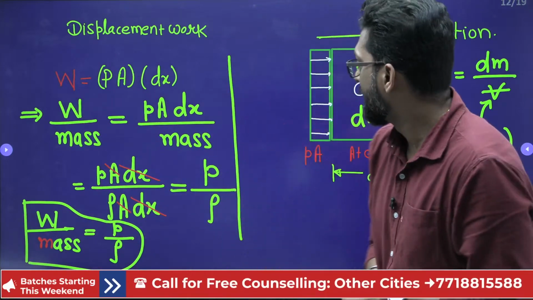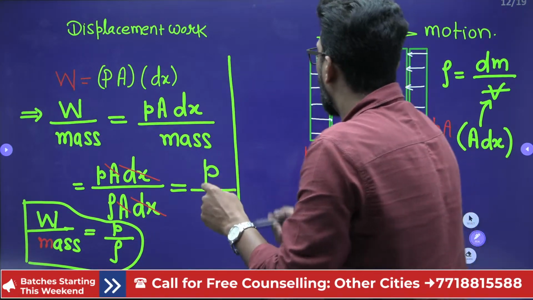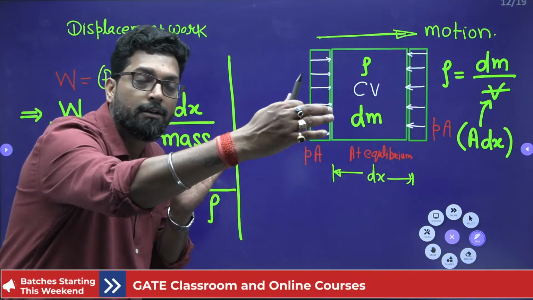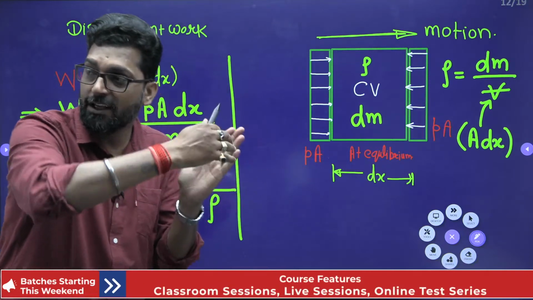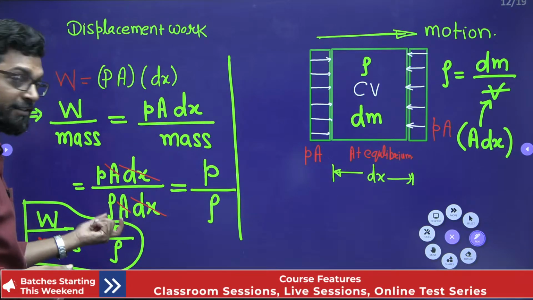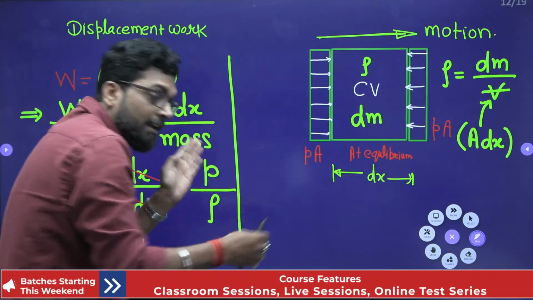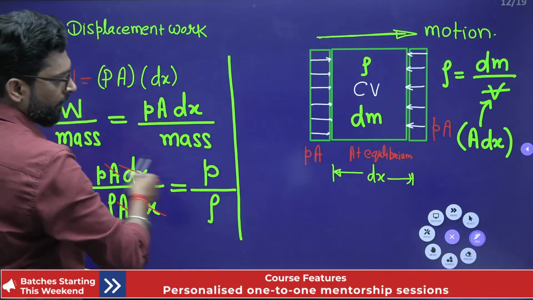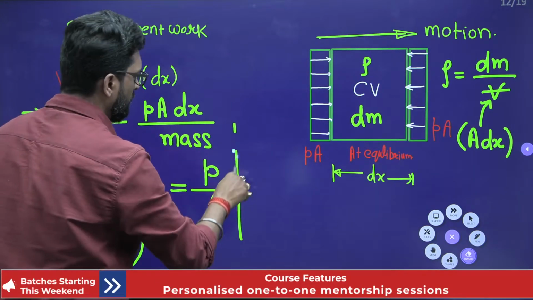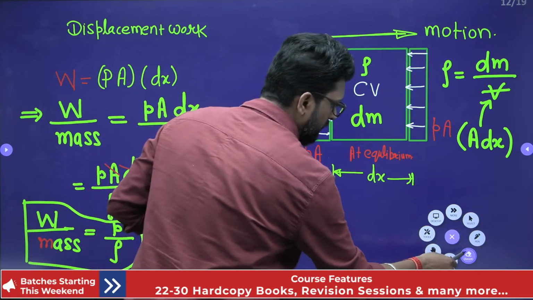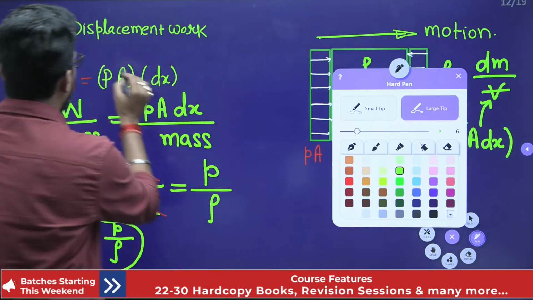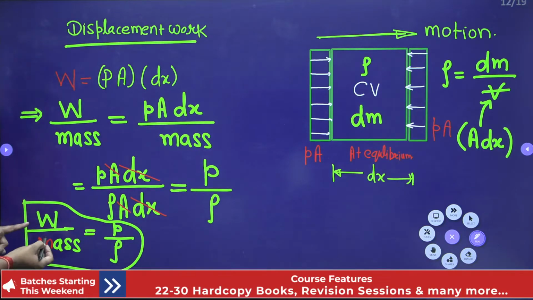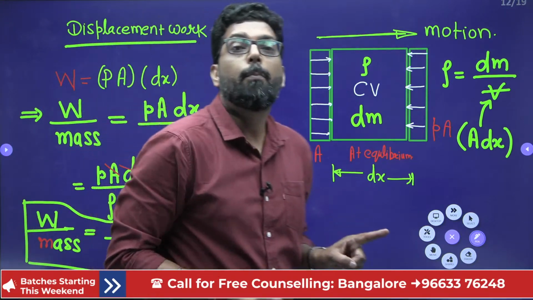Now, we know that this is the density of the fluid, that fluid which is flowing. And this is the pressure due to which the fluid will continuously flow, okay? So this is called displacement work. That means work per unit mass.